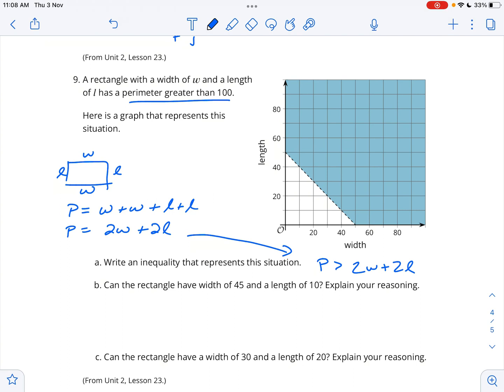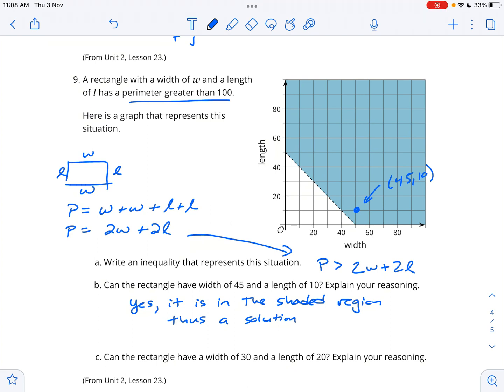Can the rectangle have a width of 45 and a length of 10? Well, I could substitute those values in, but why? I've already got the graph, right? So if it has a width of 45 and a length of 10, that's right here. (45, 10) is in the shaded region, so that would be an acceptable solution. So I would say, can it? Yes. I'm going to say it is in the shaded region, thus a solution. Or you could plug it in and show that it works that way.